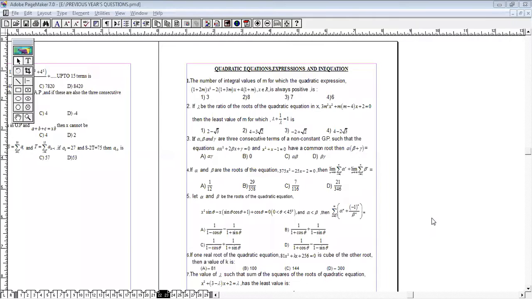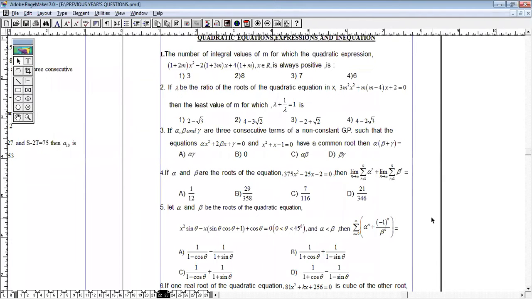Next, look at the next problem. Problem number 4. Let's understand that. It is looking like a lengthy one, but it is an easy problem.